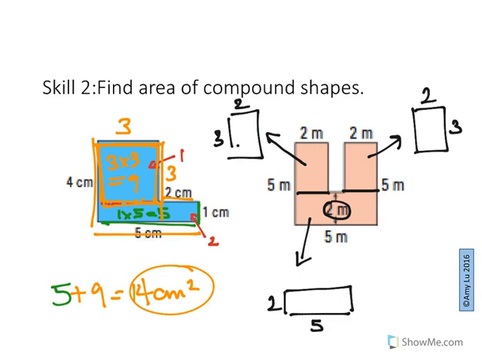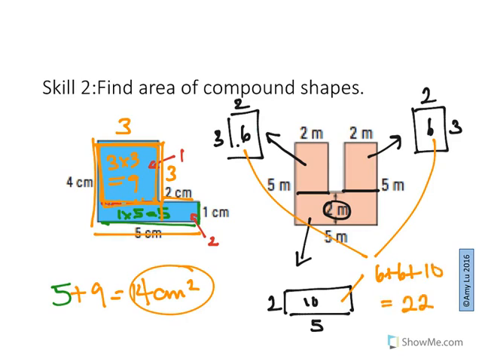So now to find the area, 3 times 2 makes 6, 3 times 2 makes 6, and then 2 times 5 makes 10. Let's add all of these together. 6 plus 6 plus 10, and you should have an area of 22 centimeters squared.